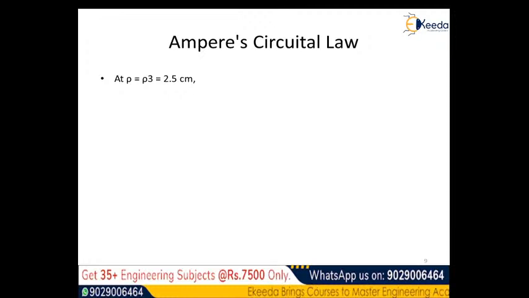Now as we imagine one closed path having this radius, rho is equal to 2.5 centimeter, it will of course enclose three current components. The first one is the centrally located filamentary current. The second one is the cylindrical shape, rho is equal to 1 centimeter. The third current component is again the cylindrical shape, having the radius rho is equal to 2 centimeters.